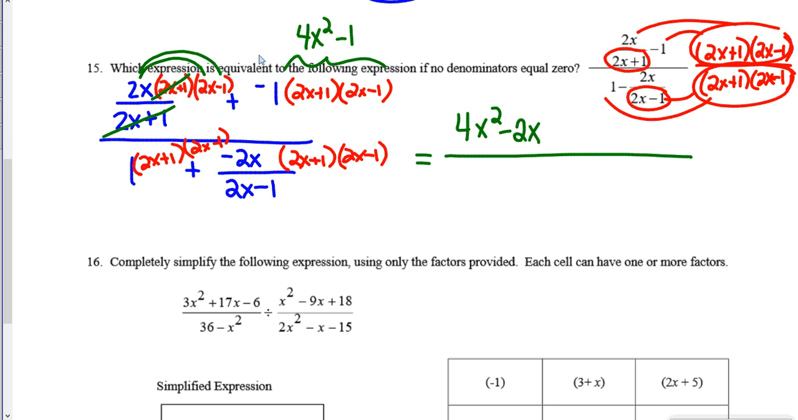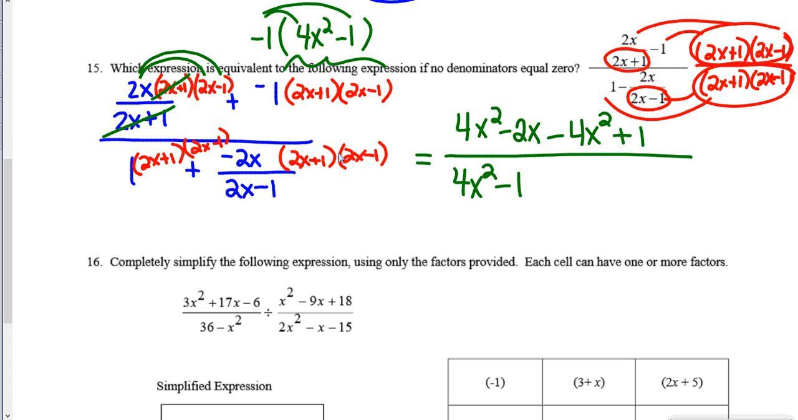will reduce out. I still had the negative 1 that was out in front, so when I distribute that on the top, I now have minus 4x squared plus 1. On the bottom, I have 1 times 2x plus 1, 2x minus 1. So that, again, they were conjugates, is 4x squared minus 1.